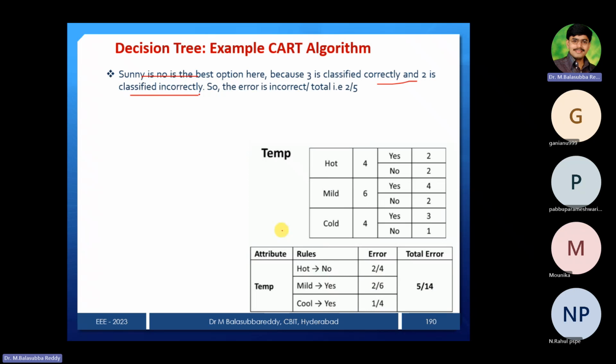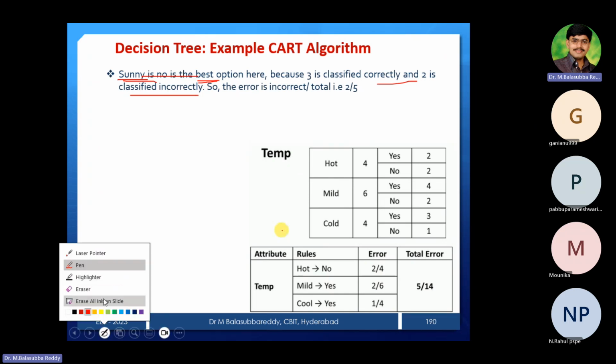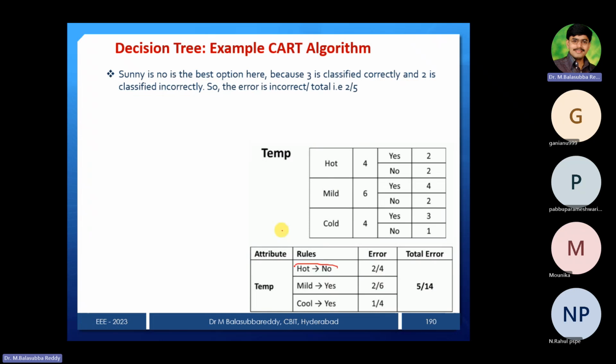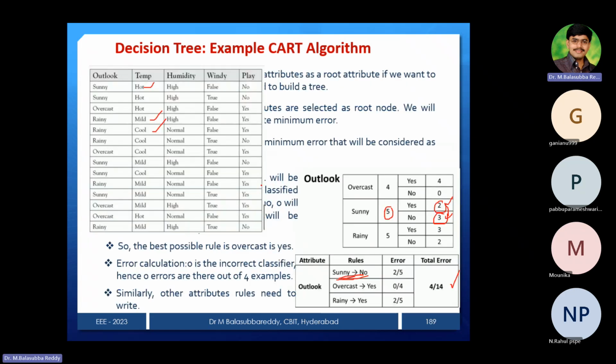That's the reason I consider that. It's the same even for the Outlook case also. Sunny is no is your best option. Why not Sunny is yes? If somebody may get the doubt, why I'm not taking Sunny is yes as the best option, here in the temperature case, or maybe in the previous case also, I will explain this part also.